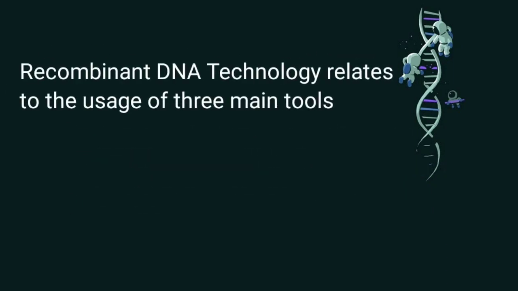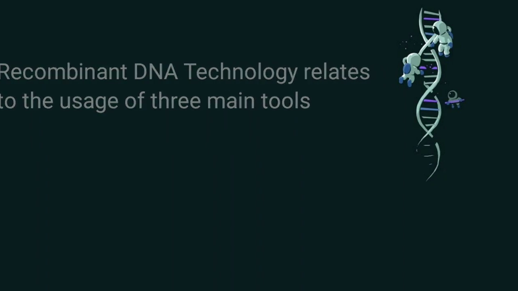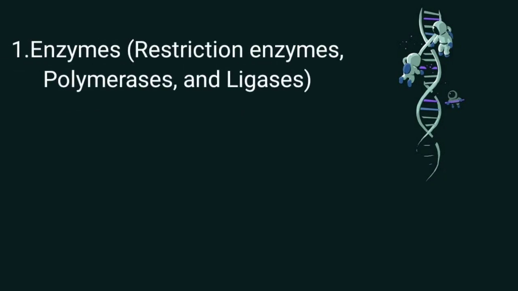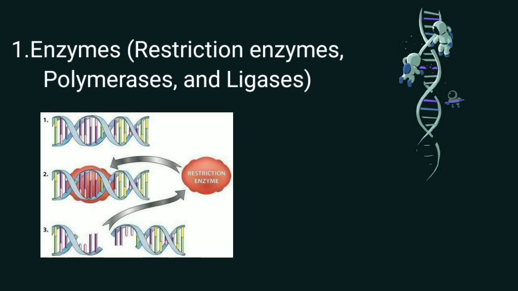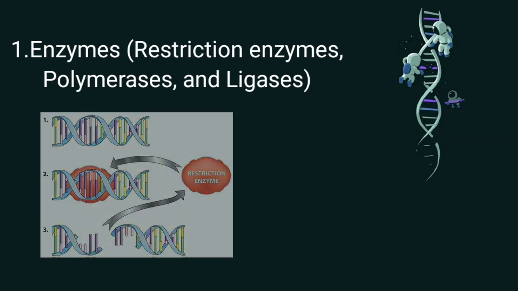Recombinant DNA technology relates to the usage of three main tools. The first tool is enzymes. Enzymes like restriction enzymes, polymerases, and ligases. The restriction enzyme plays an important role in this technology. It cuts at a specific site within the DNA molecule called a restriction site. Usually, the restriction enzyme will produce sticky ends in the DNA sequence that will help it bind specifically to the desired gene. Other enzymes like polymerases help in synthesizing DNA, and ligases help in joining two DNA strands.